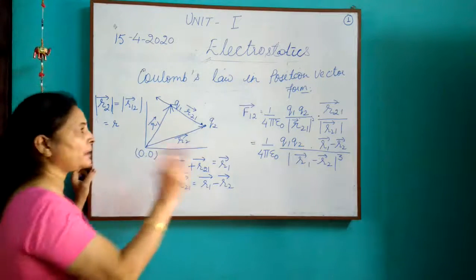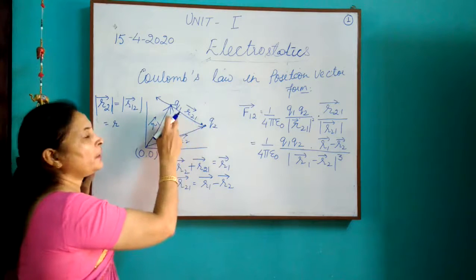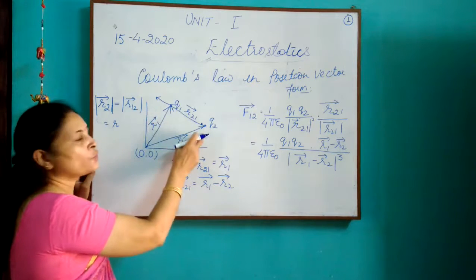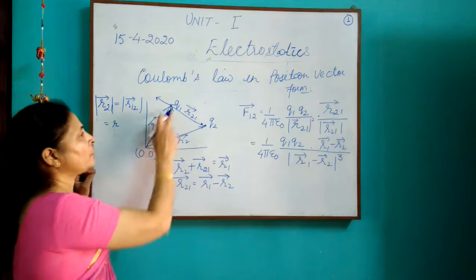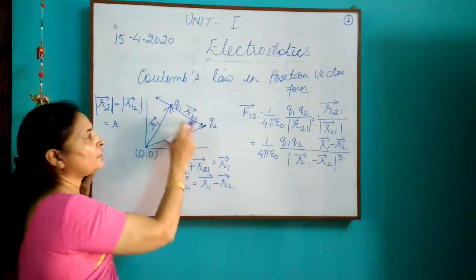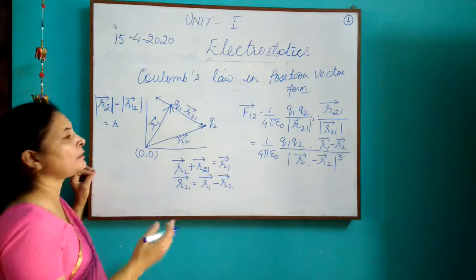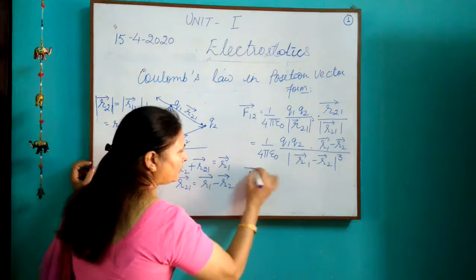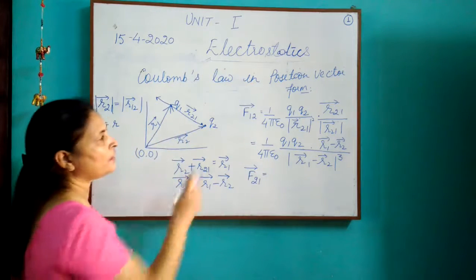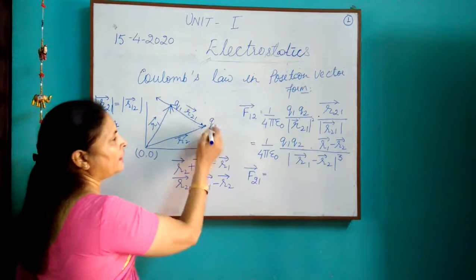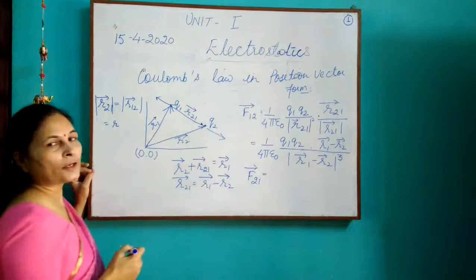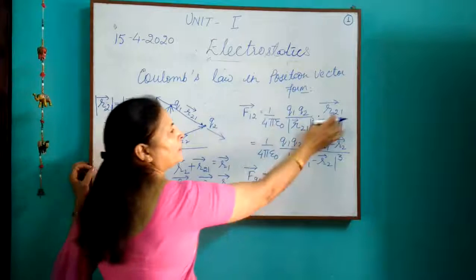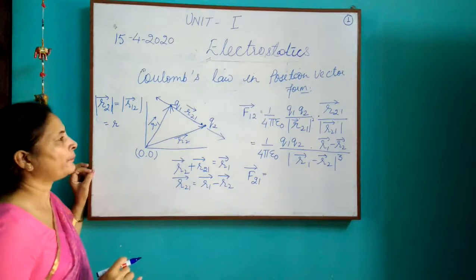Position vector means, again I am repeating, if we do not know the distance between the two charges between which force is to be calculated, we have to take the position of Q1 separately, Q2 separately, and then find out the value of R or R21 or R12. Similarly, we will now find out F21. The only change will be that the direction of force will be towards this side, that is R12. So 21 here and 12 here, that will be changed.